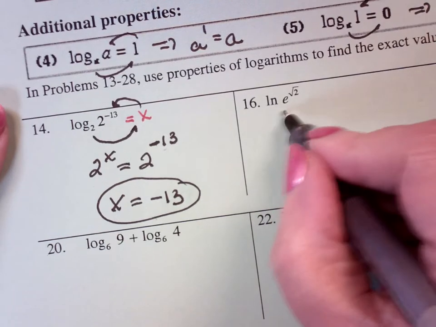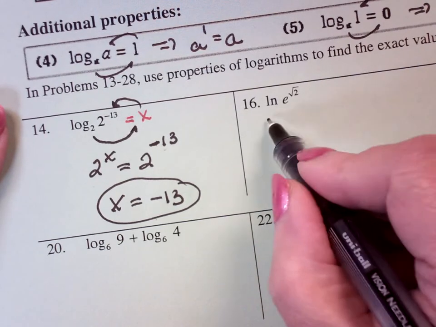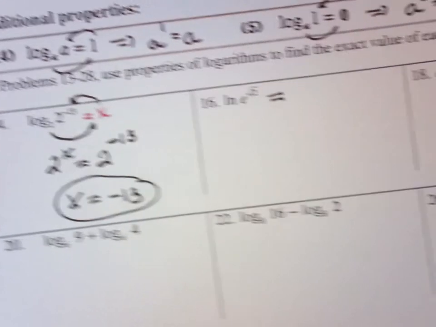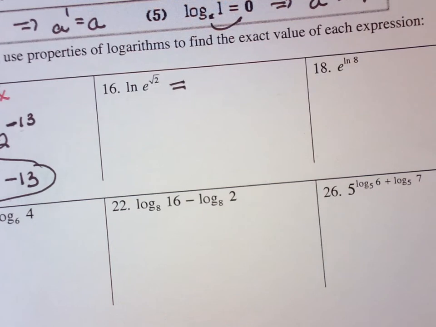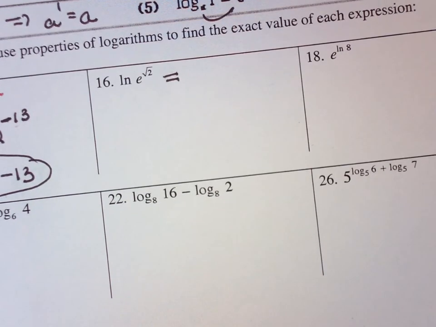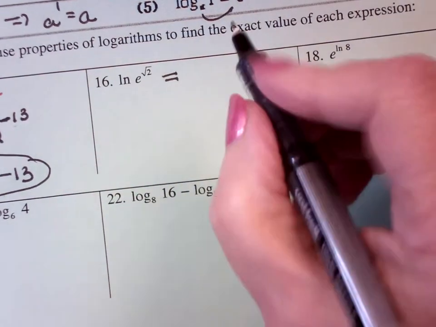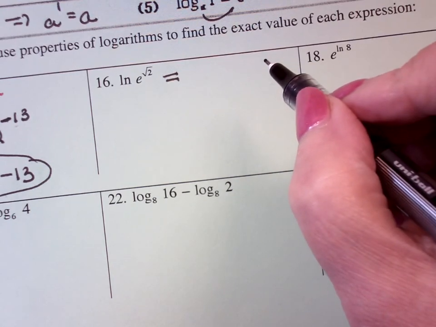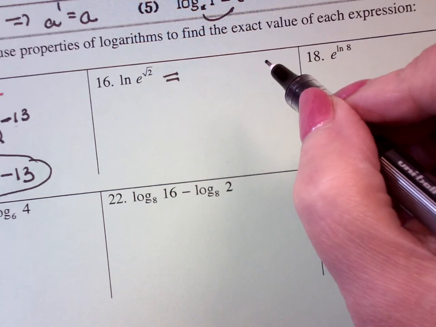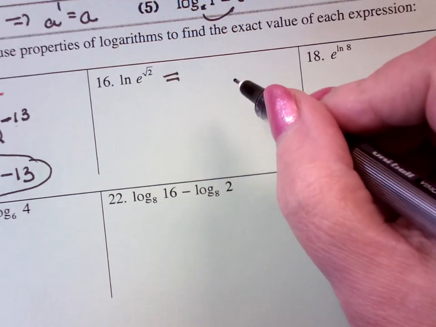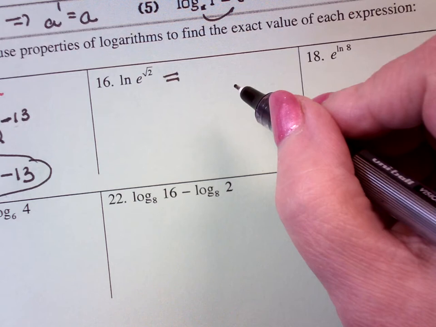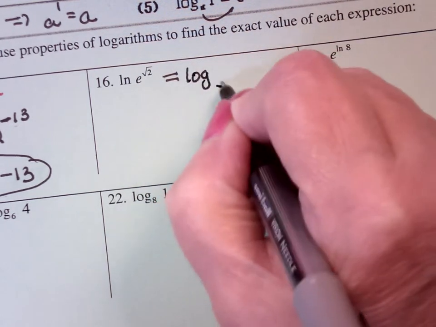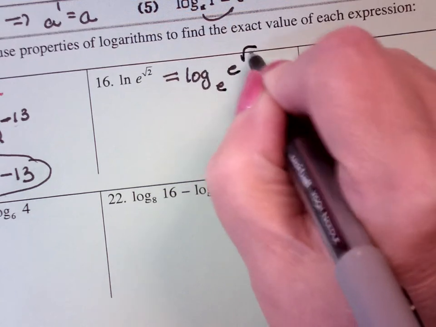What's the base on this logarithm? What can I say this is the same as? Rewrite that log. What is it? Not log base 10, it's the other one. Check your calculator face, that's a cheat sheet. Natural log is log base e. So this is log base e of e to the square root of 2.